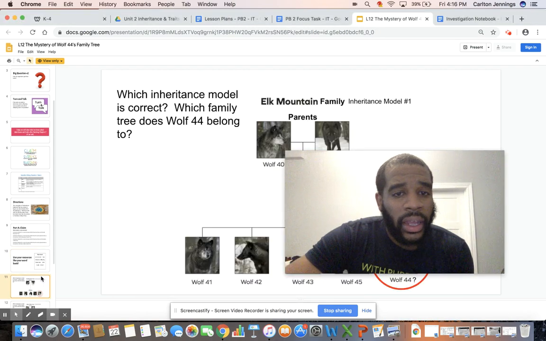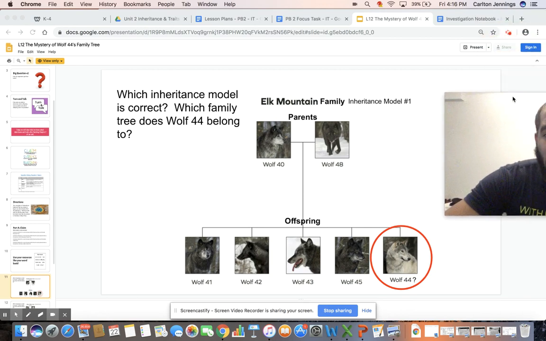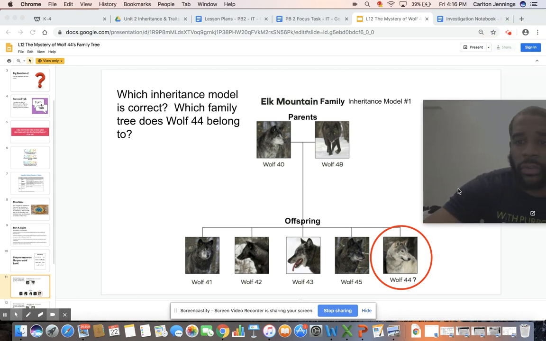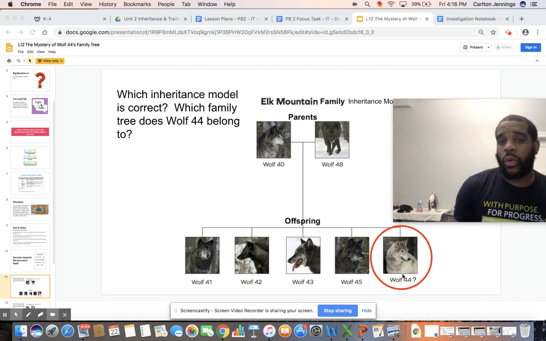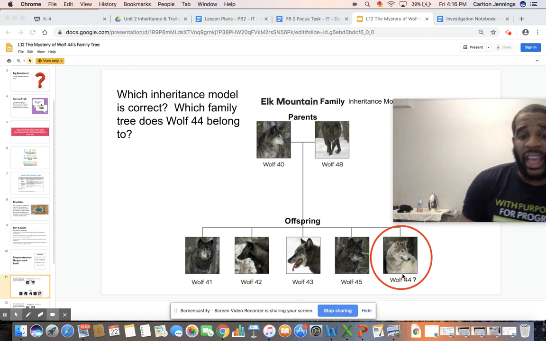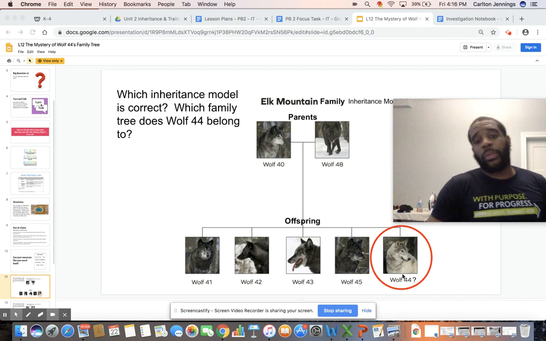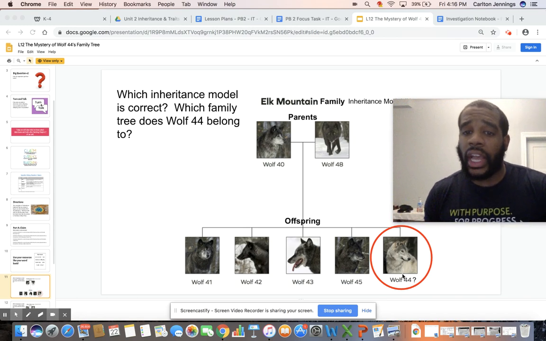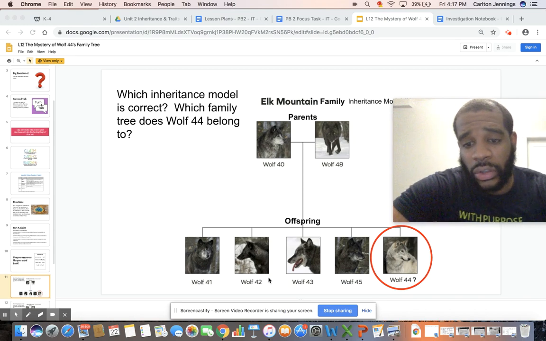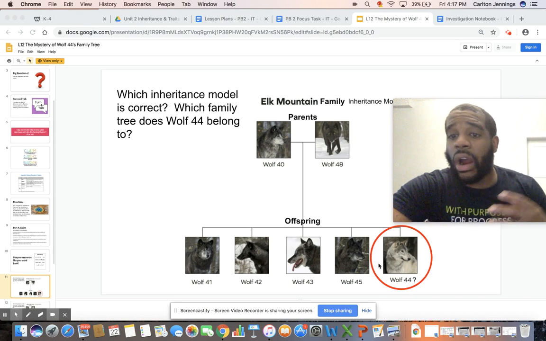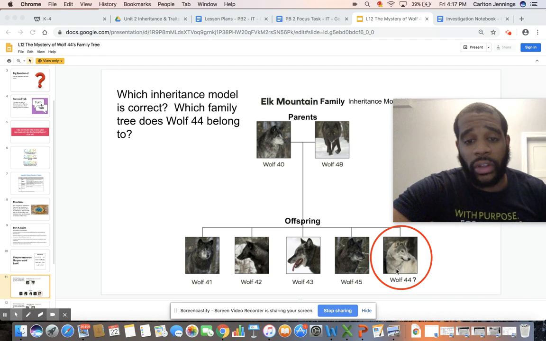So here we have the Elk Mountain Pack. And this is Wolf 44 here, at the bottom. So we have Wolf 40, Wolf 48. Wolf 40 is the mom, Wolf 48 is the dad, and we see all of the offspring from Wolf 40 and Wolf 48. We see the mom, dad, and all of the offspring. So we see Wolf 41, 42, 43, 45, and our wolf that we're studying, Wolf 44.